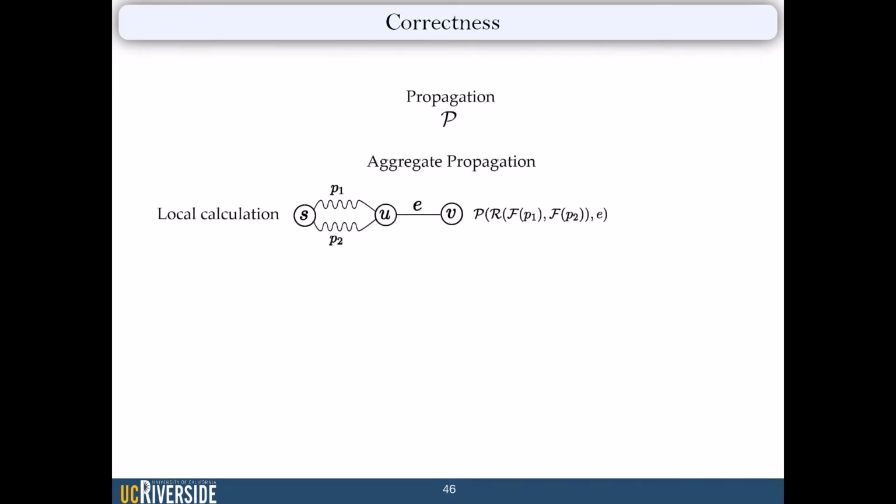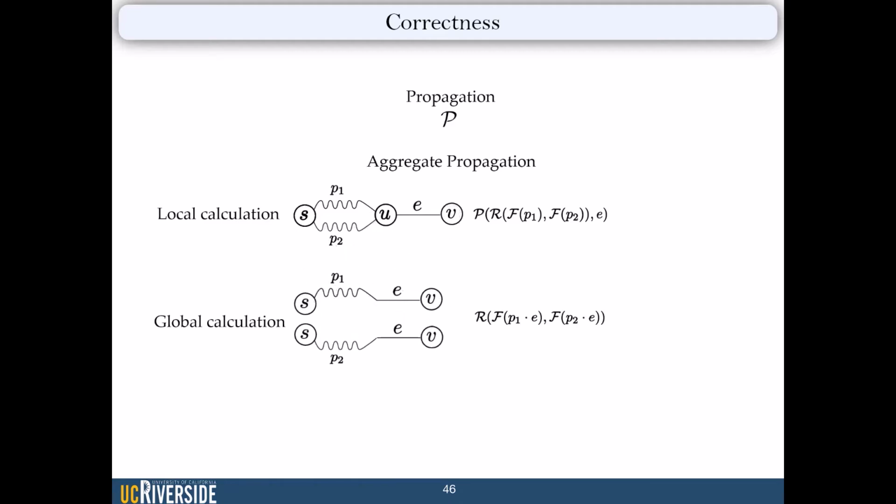The aggregate propagation condition is the crux of the conditions for the propagation function. This condition states that, reducing the path values of P1 and P2, the local propagation of the result along the edge E should be the same as the reduction of the global calculation of the path values for the two extended paths P1E and P2E. Therefore, the condition checks for the following equality for the propagation function.